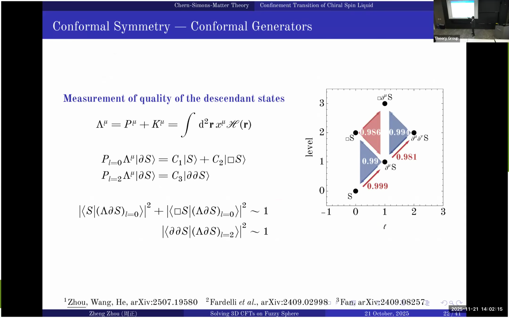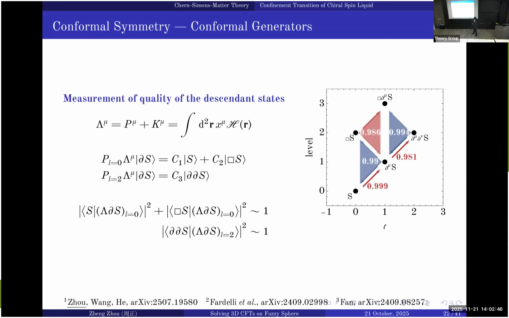And the generator P mu plus K mu can be constructed by integrating the Hamiltonian density with the coordinates. This P mu plus K mu increases or decreases the number of derivatives by 1. For example, acting on S, we get partial S. Acting on partial S, for the spin 0 component, we get S and partial squared S. For the spin 2 component, we get partial S.